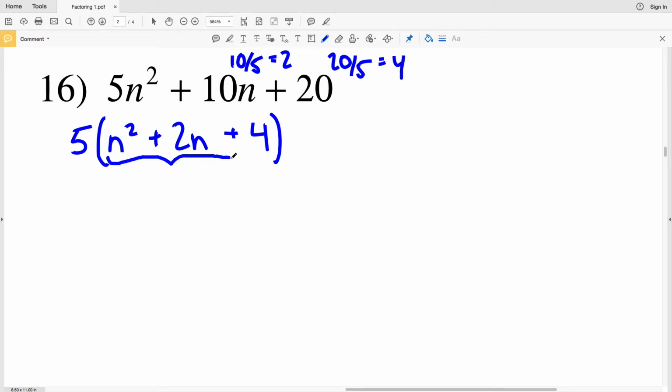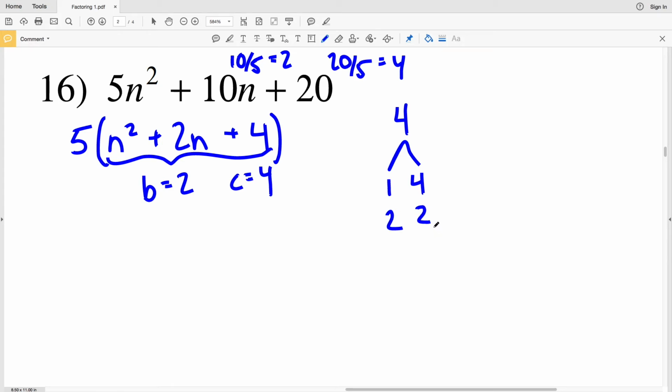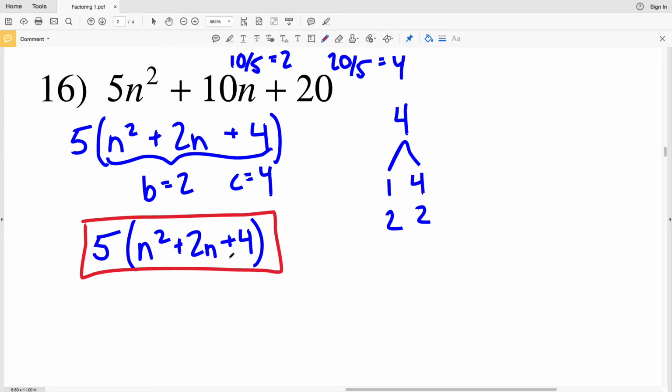Now looking just at this polynomial, we know that a is 1, b is a positive 2, and c is a positive 4. Writing my factors of 4, I have 1 and 4, and then 2 and 2. However, 1 plus 4 equals 5, which is not 2, and 2 plus 2 equals 4, which is not 2. Therefore, I cannot simplify this any further. So the factored form in number 16 is 5 times n squared plus 2n plus 4, since n squared plus 2n plus 4 is not factorable.